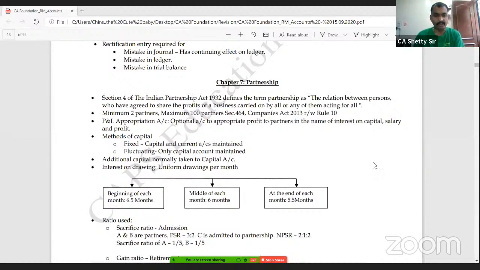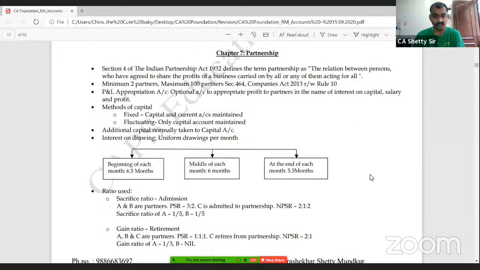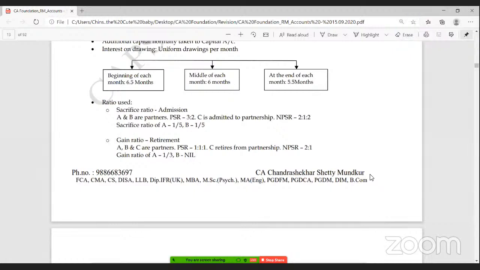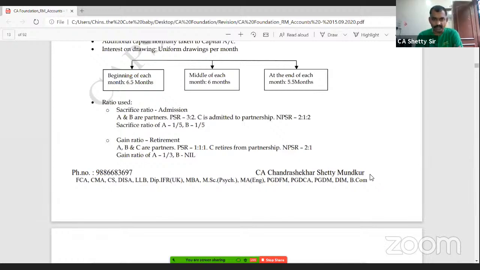Fine. Now the next one is a very important one: ratios used, which I have discussed a good number of times. What are my heroine? Ratios. Ratios used: sacrifice ratio, on admission. A and B are partners. Profit sharing ratio is 3:2. C is admitted to the partnership. New profit sharing ratio is 2:1:2. The sacrifice ratio of A is 1/5 and B, very good, 1/5. From 3:2, A 1/5 and B also 1/5. Correct, because it becomes very common sense. Sacrifice ratio is equal to old ratio minus new ratio.